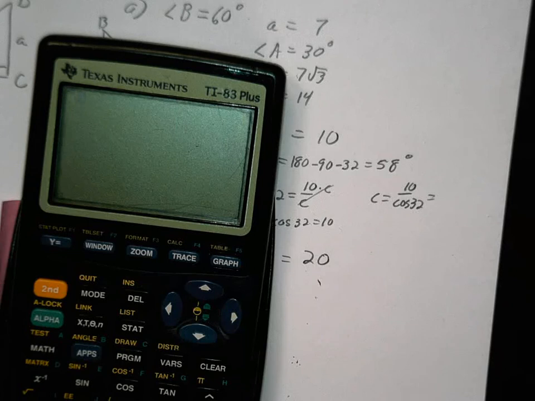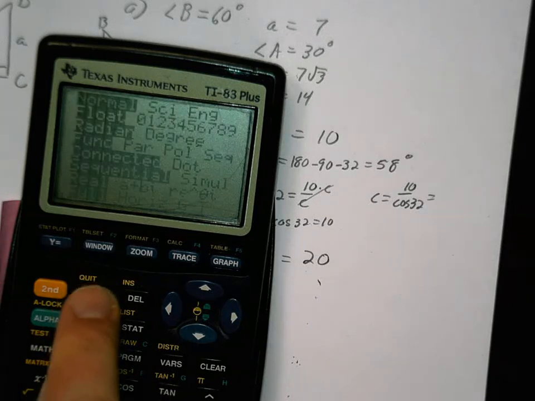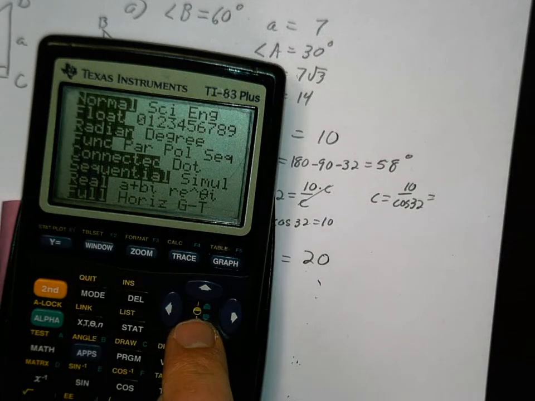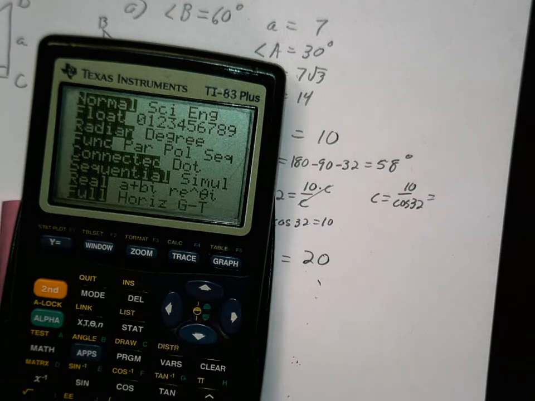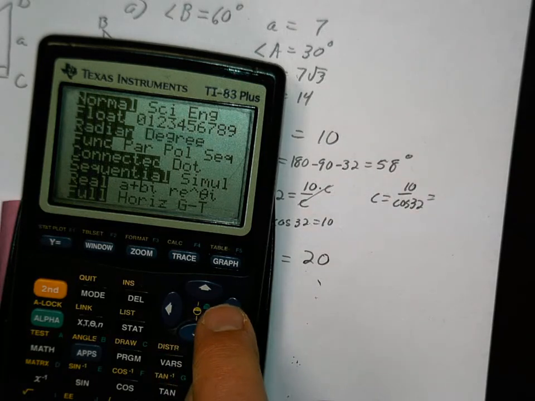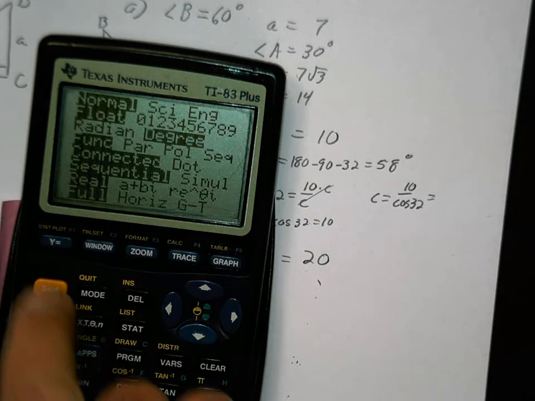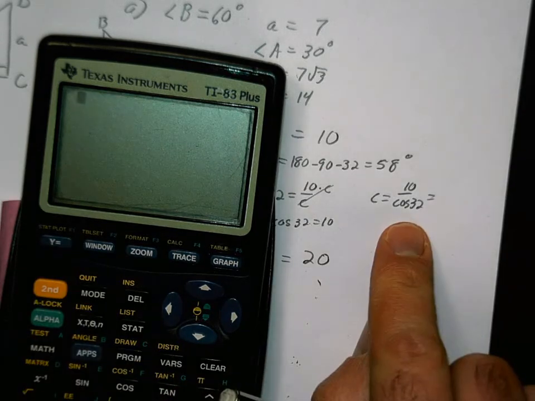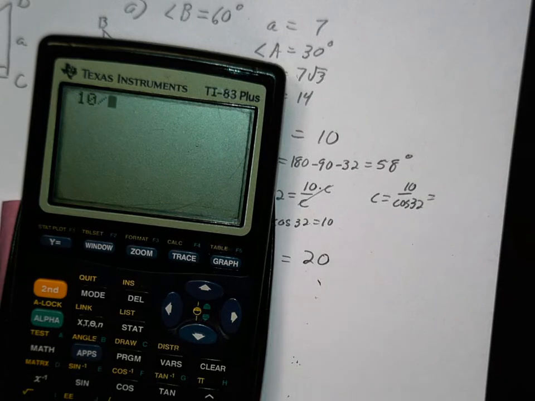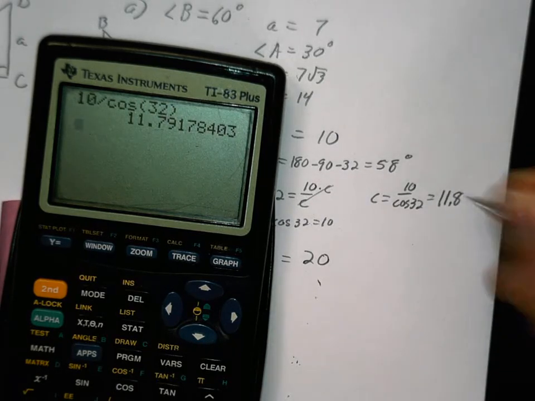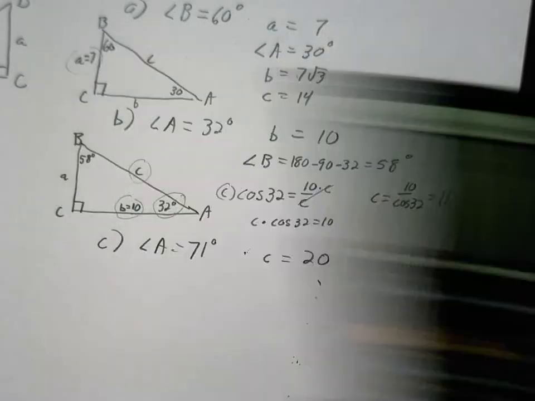One thing you want to make sure is you hit your mode button, you want to make sure you are in degree mode. This calculator, the default is radian mode, and we'll talk about radian mode later in the chapter. But we need to be in degree mode. Okay, so now if I do this calculation, I just go 10 divided by, there's the cosine button, and I get 11.8. So I've got side C.